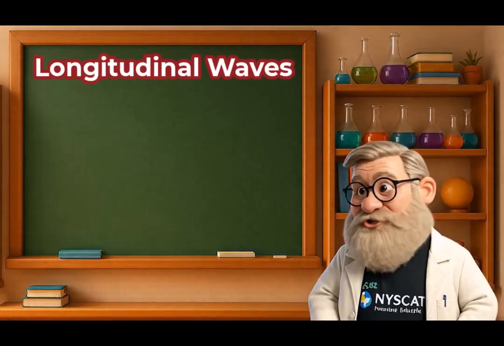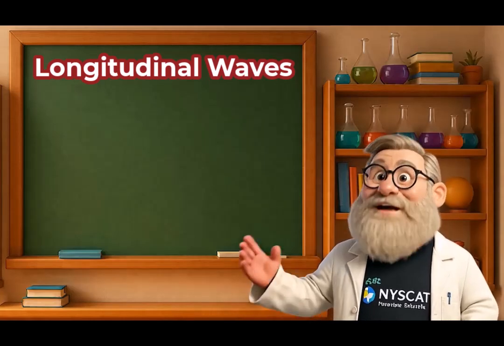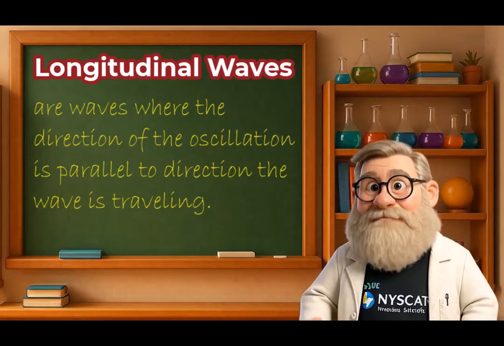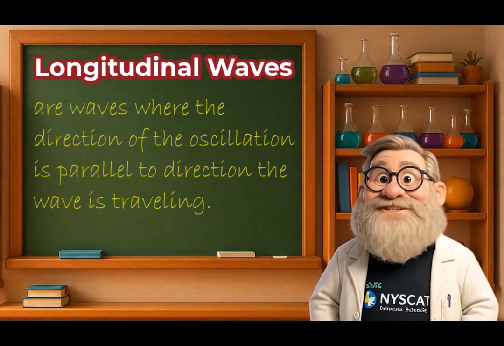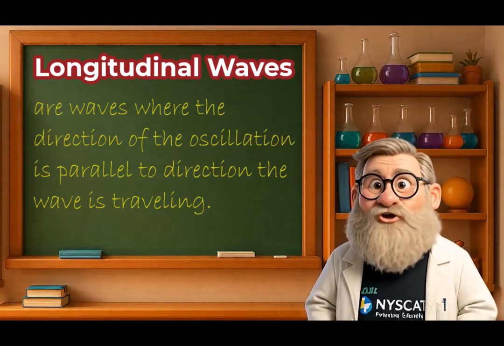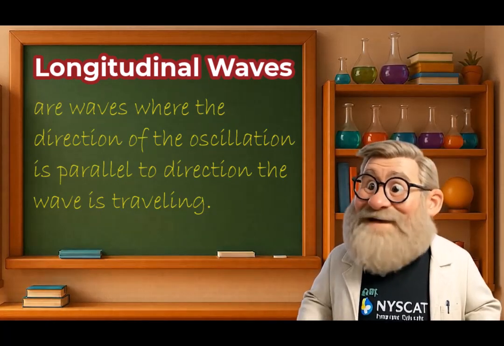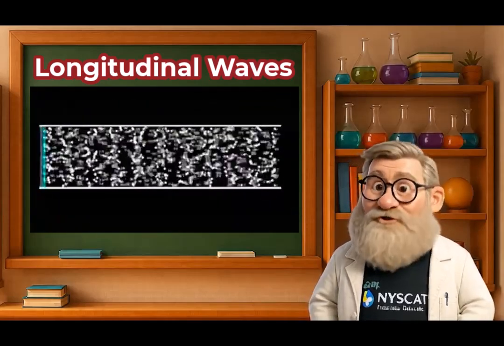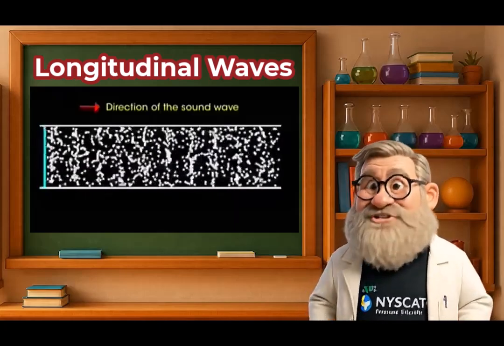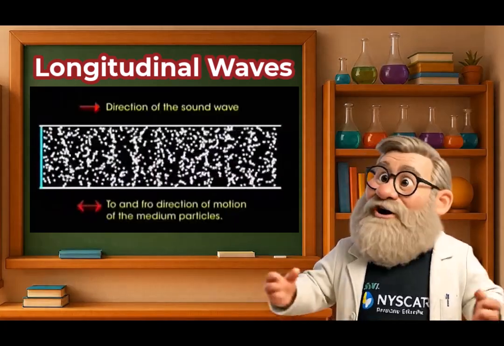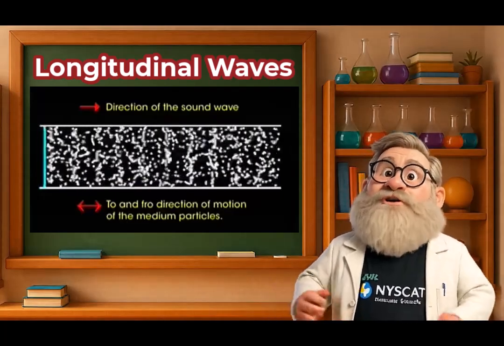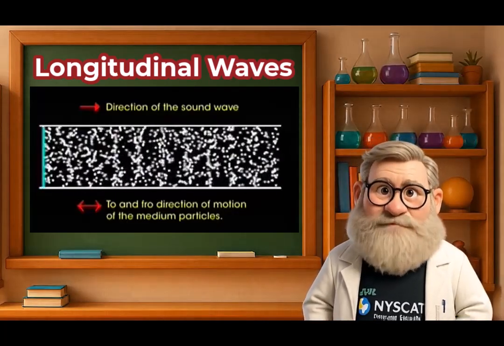Now let's turn to longitudinal waves, which behave quite differently from transverse waves. In a longitudinal wave, the particles of the medium move back and forth in the same direction as the wave is traveling. Instead of going up and down, the motion happens parallel to the wave's path. The best example is a sound wave. When you speak, your vocal cords create vibrations that push air molecules together, a compression, and then pull them apart, a rarefaction. These compressions and rarefactions move outward from the source and carry the sound to someone's ear.